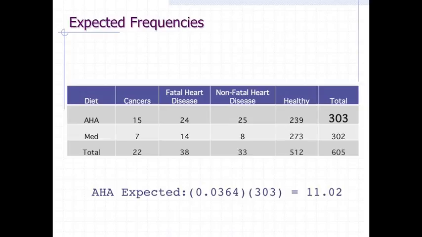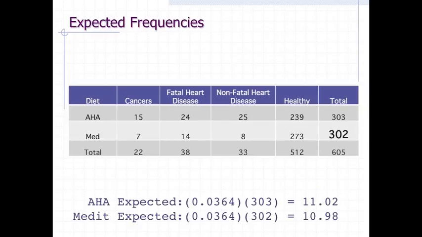Since 303 subjects were on the AHA diet, we would expect 0.0364 times 303, which equals 11.02 cancers on the AHA diet. Similarly, we would expect 0.0364 times 302, which equals 10.98 cancers on the Mediterranean diet. Notice that there were more cancers than expected in the AHA diet, 15 versus 11, and fewer than expected on the Mediterranean diet, 7 versus 11.